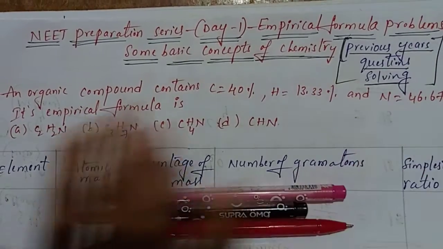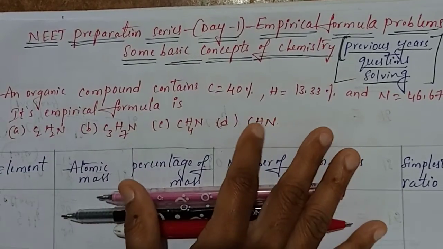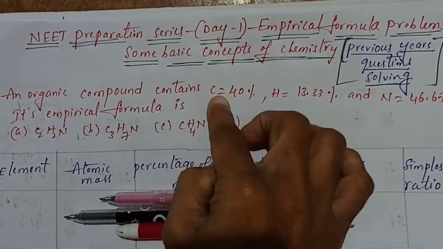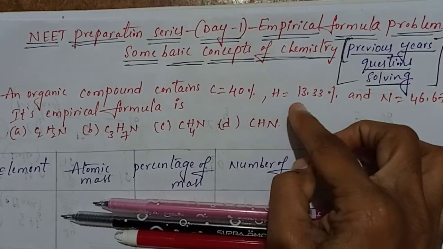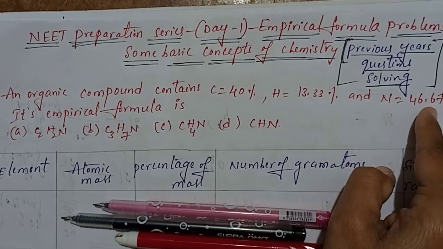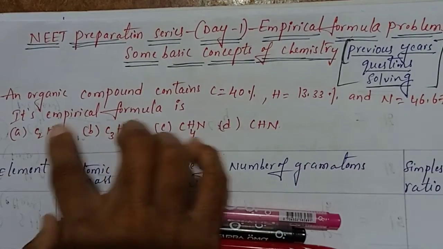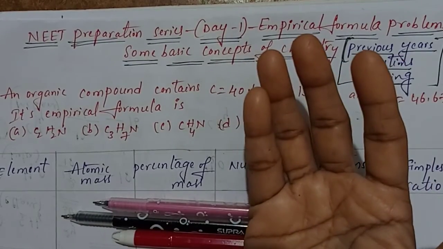Now see, students, just to save time, I wrote this question before. An organic compound contains carbon 40% given, hydrogen 13.33% given, nitrogen 46.67% given. Its empirical formula is what is being asked. Now you have to find the empirical formula.